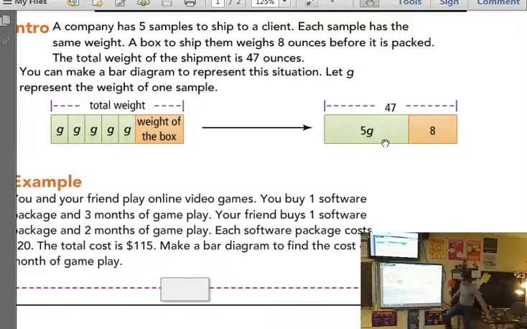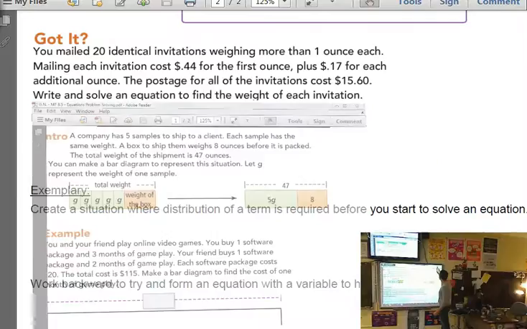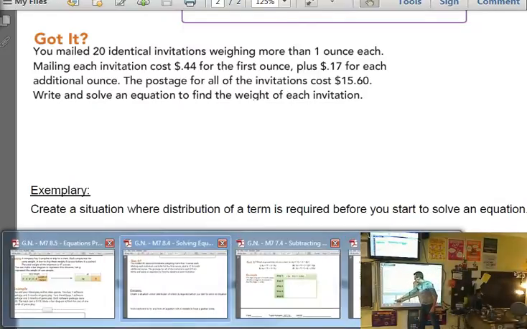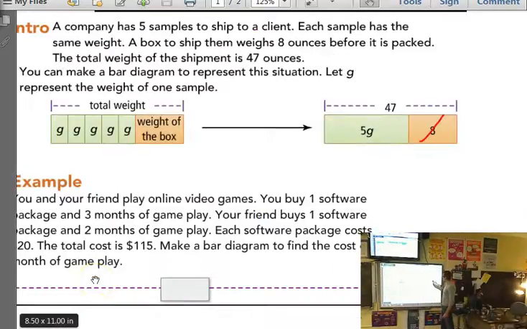We can get rid of the 8 ounces. So if we get rid of this 8 ounces, hello, Smarting. Good morning, I'd like you to come out and play. There we go. If we get rid of this 8 ounces, we also have to get rid of an 8 up here, which makes this become 39.